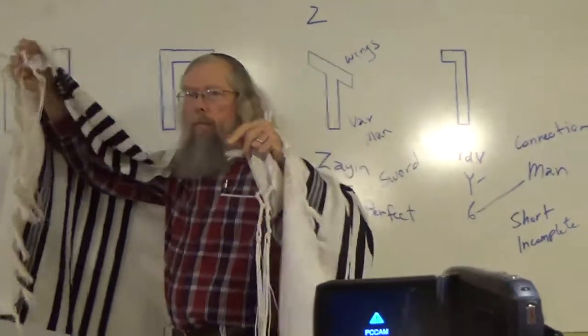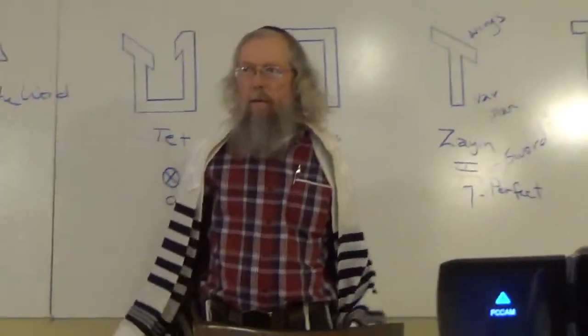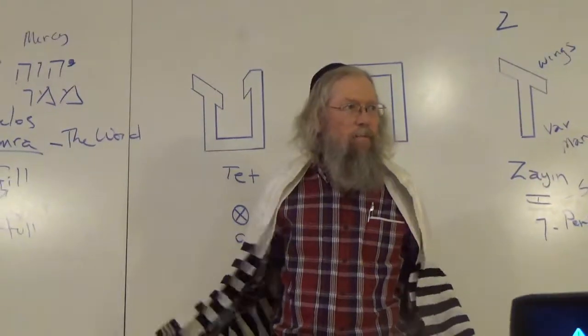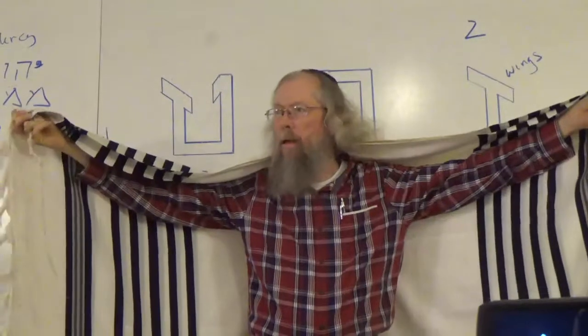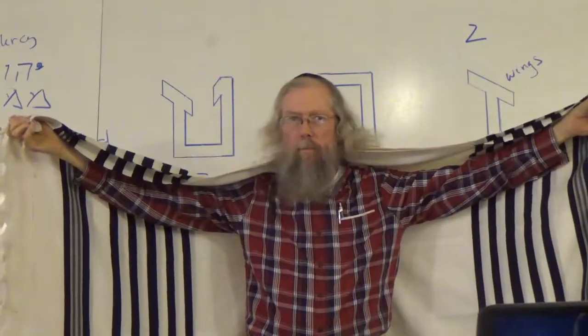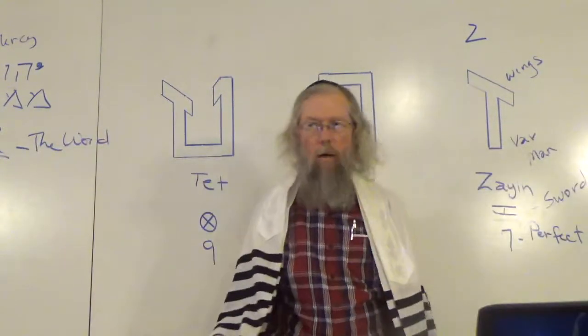Where the tzitzit are attached to the talit, these are called the wings.